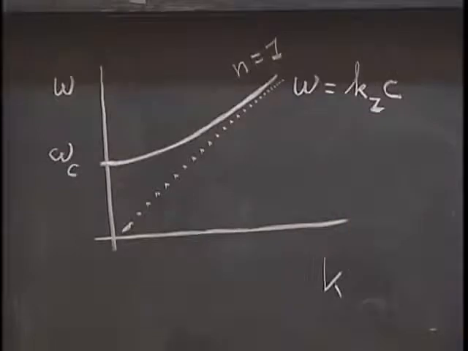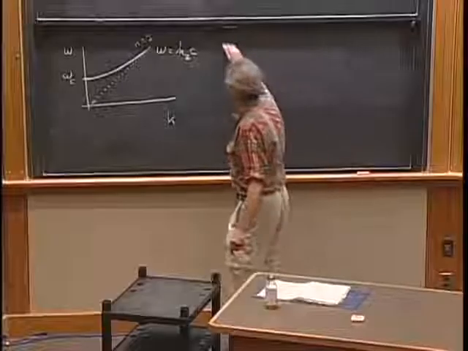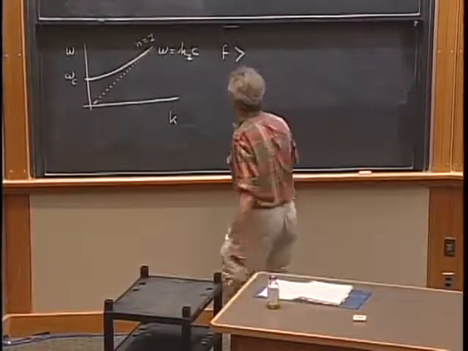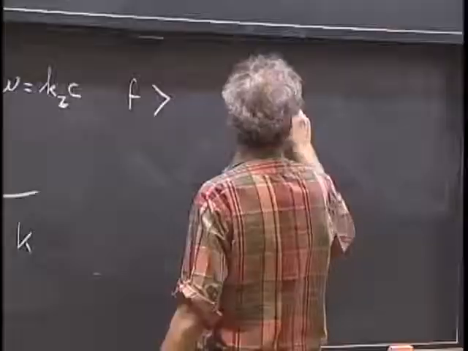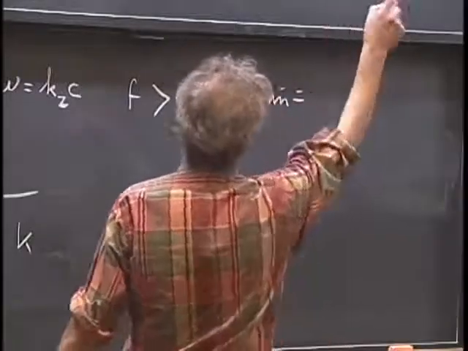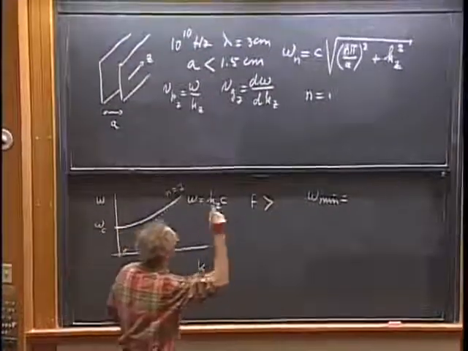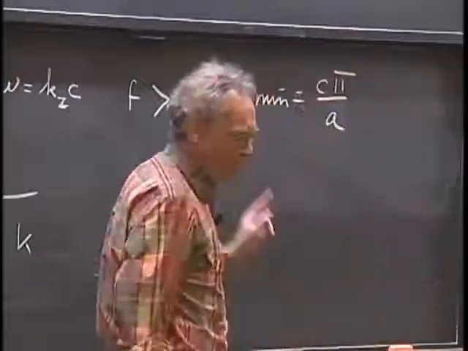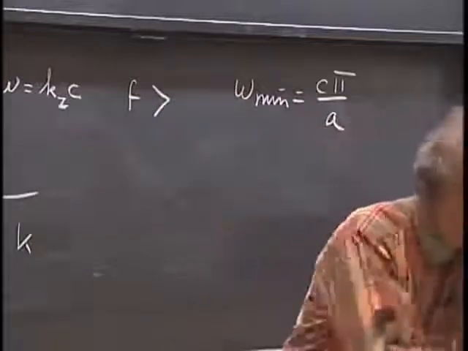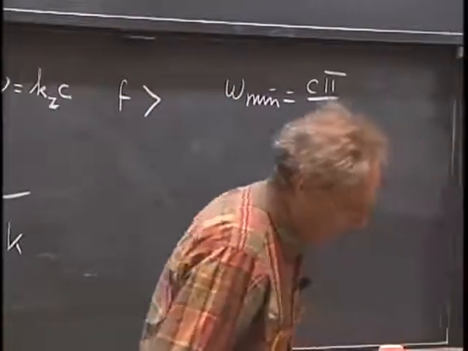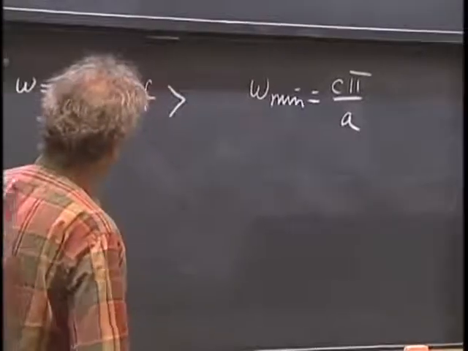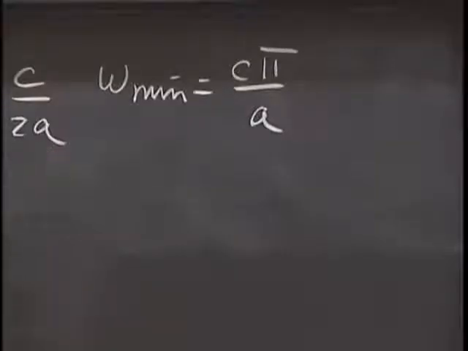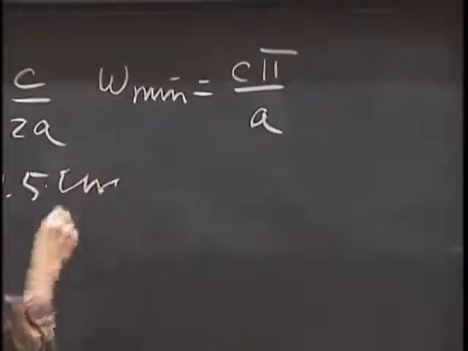So what is required that the frequency for this radiation, well, first let me give you what omega minimum is. Omega minimum is when you make, in the extreme case, kz 0 and n equals 1. So you get c pi divided by a. That is the minimum value for omega that can propagate through these two plates. And so a required frequency is that f is larger than c divided by 2a. That means a has to be larger than 1.5 centimeters.